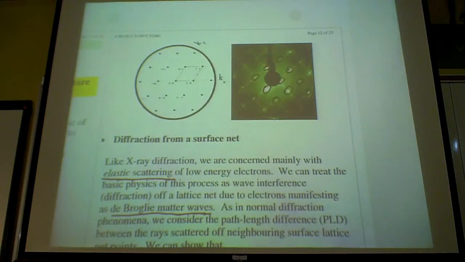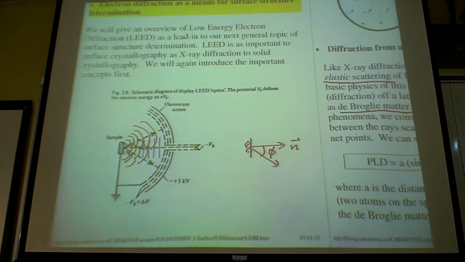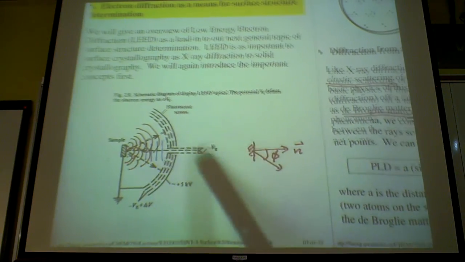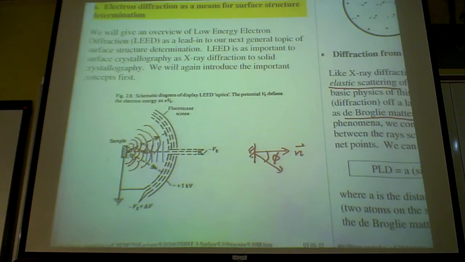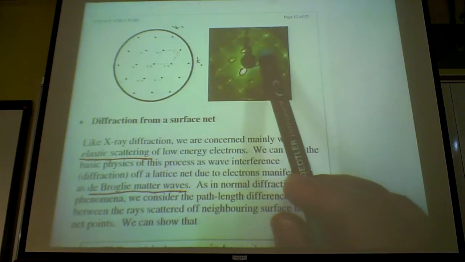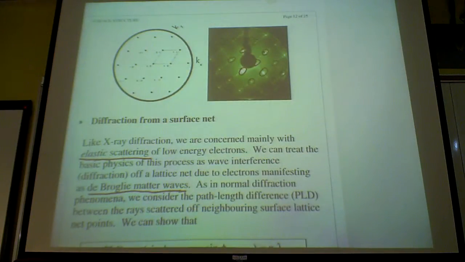And you can tune. So this is a display type LEED optics. LEED stands for low energy electron diffraction. You can do a couple of interesting things with this. One, you can obviously tune your accelerating voltage, the voltage of the electron beam itself, and the effect of that is that you can expand and contract the spots, this diffraction pattern you see.